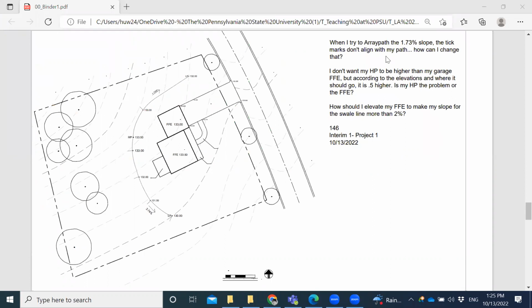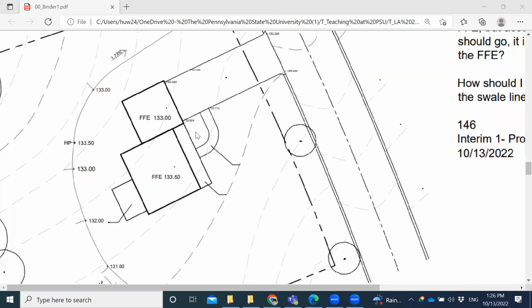The tick marks don't align with my path. Yeah, that one, after this, you can go talk to Jonathan. Our cat room is open. I don't want my HP to be higher than my garage, but then, okay, we can take a look. How should I elevate my FFP to make my slope more than 2? All right, let's zoom in.